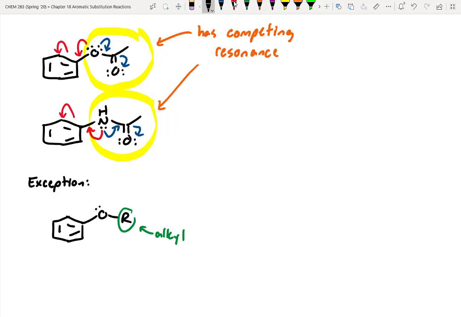And when you look at this, a lot of times students will say, well, this one can only do resonance into the ring, right? So the only resonance pathway I see is one in which it can push electron density into the ring. Shouldn't this be a strong activator? It doesn't have competing resonance. Not so much. We know experimentally that this behaves much more like the example shown right above it. So this one is also a moderate activator.